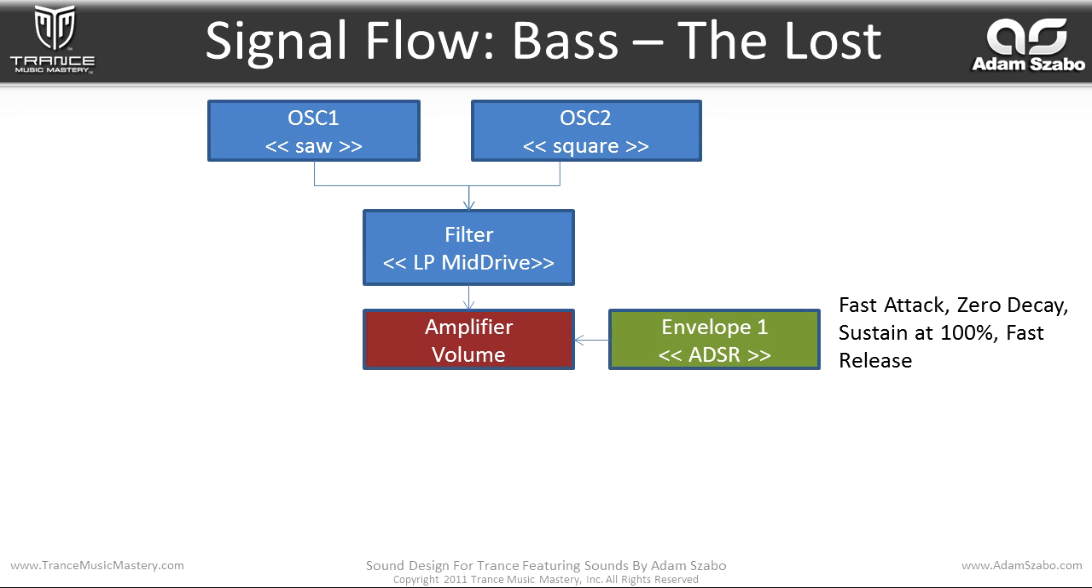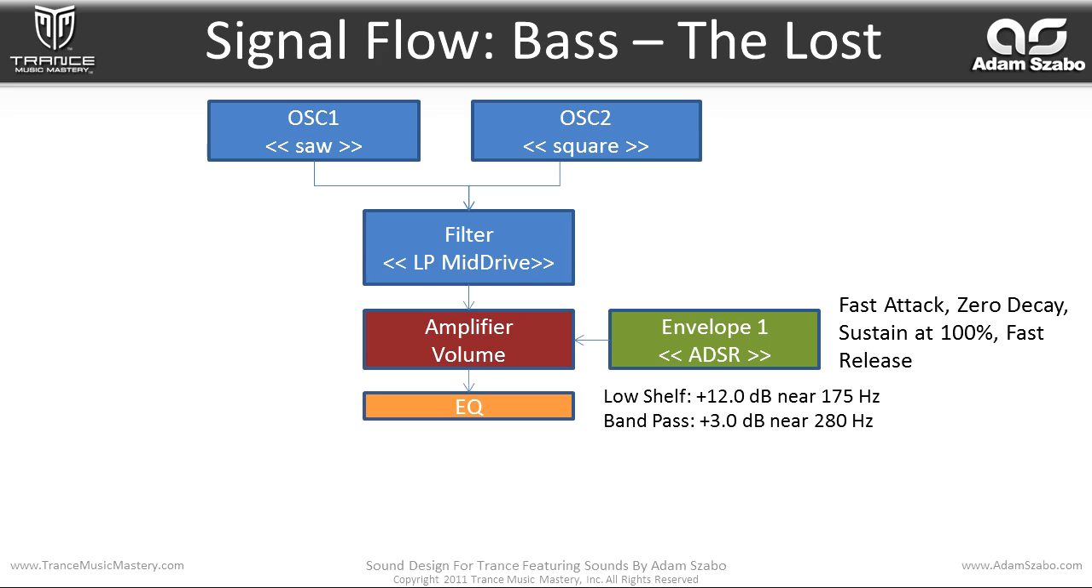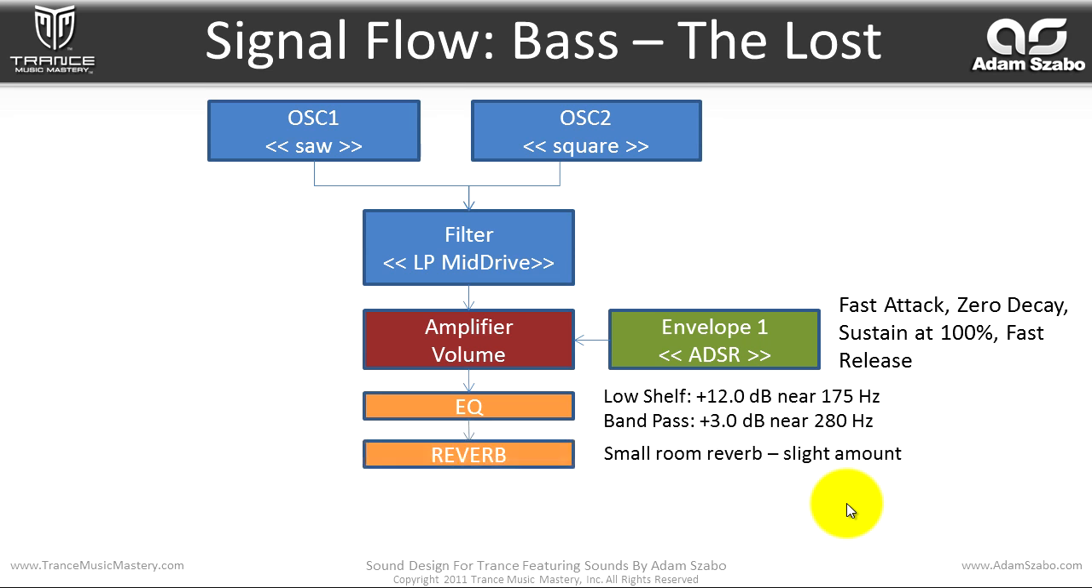The volume on the amplifier is being modulated by ENV1 or envelope 1, and the envelope has a fast attack, zero decay, sustain is at 100%, and a fast release, and then that flows into an EQ with a low shelf filter giving a plus 12 dB boost near 175 Hz, and a bandpass filter giving a plus 3.0 dB boost near 280 Hz.